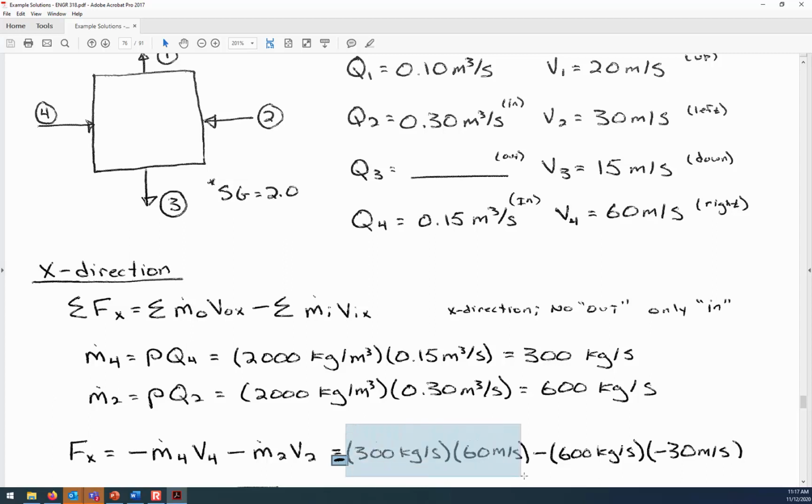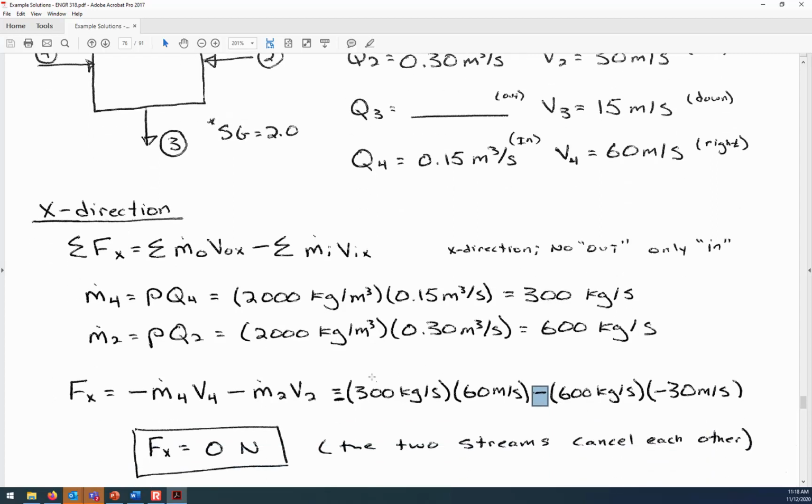And this is referring to stream 4, which is to the right, which is why it receives a positive value. But stream 2, since it's to the left, we have a negative sign for this one, which is moving at 30 meters per second to the left. And so that minus sign combines with this minus sign, and so 30 times 600 is going to be the same as 300 times 60, which means if we have a positive quantity and a negative quantity, they cancel out.